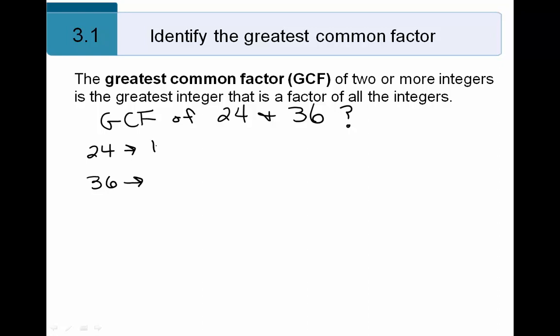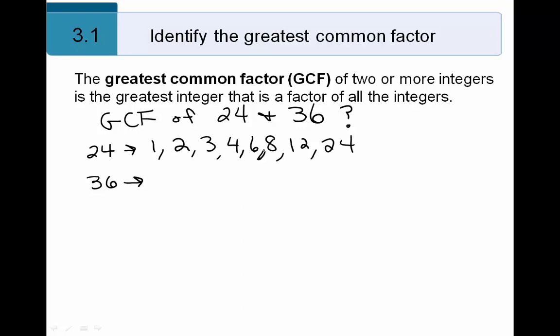So we know that 1 multiplied by 24 is 24. We know 2 multiplied by 12 is 24. We know 3 multiplied by 8 is 24. And we know 4 multiplied by 6 is 24. So those are all the factors of 24.